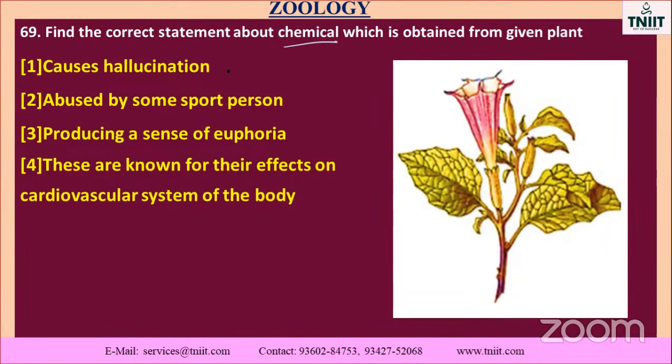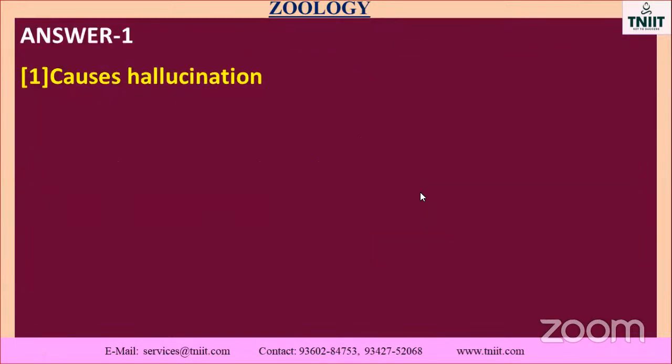The first is that it causes hallucination. You cannot remain yourself as a human being. Abused by some sports persons? No. Production of a sense of euphoria? No. It is not a milk. Latex vessels, milk producing plant. So Euphorbia also has milk glands, latex vessels present. These are known for their effect on the cardiovascular system of the body. No. Causes of hallucination is the correct one. Okay, see the option: causes hallucinations.